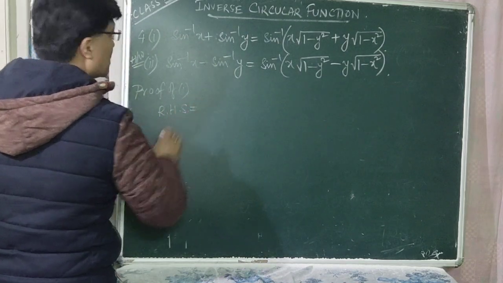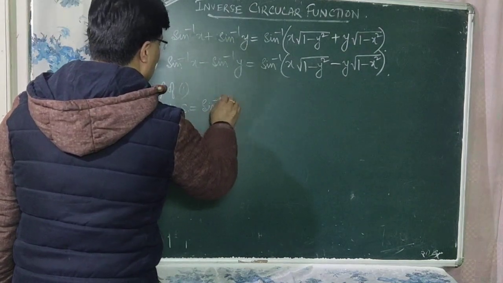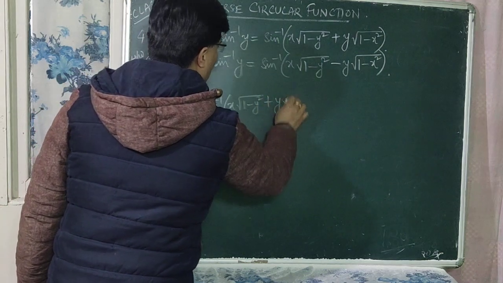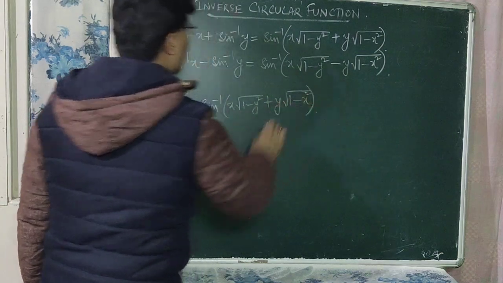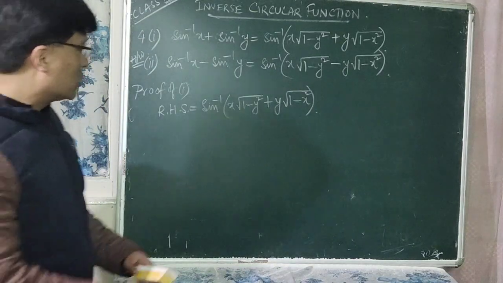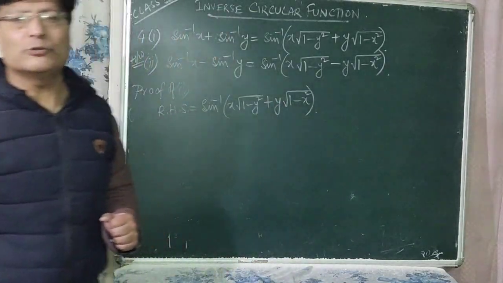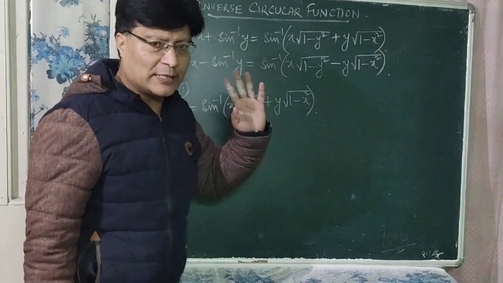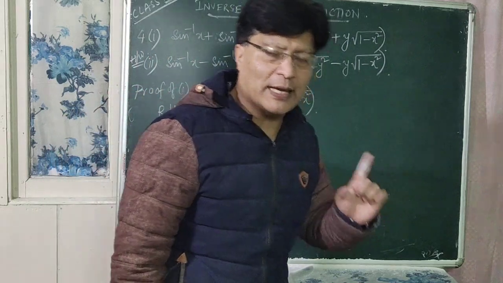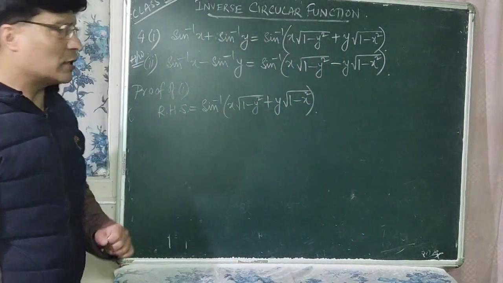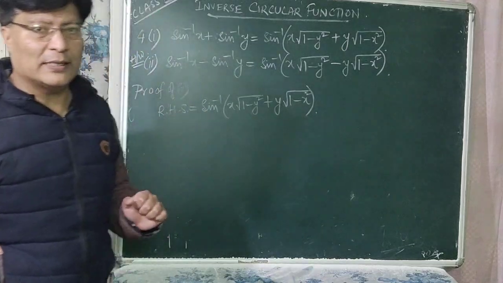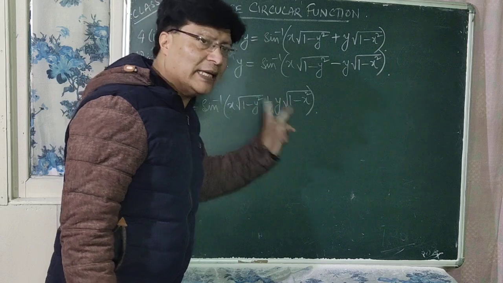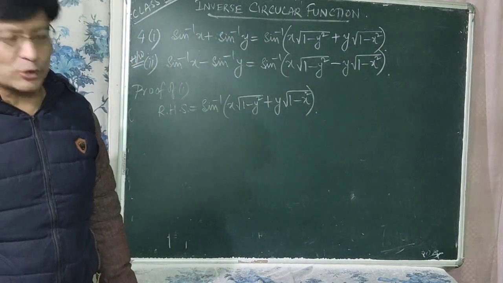RHS is equal to sine inverse within bracket x root over 1 minus y square plus y root over 1 minus x square, right? So now here you should do the trigonometric substitution, because if you get the form of sine inverse sine x, that is only the form. If it is sine inverse sine x, we write only x. But this sin inverse sin x does not come, something else comes here, okay? So here inside the root there is 1 minus x square and inside the root there is 1 minus y square. Here we do trigonometric substitution.